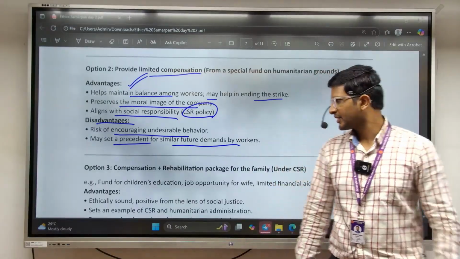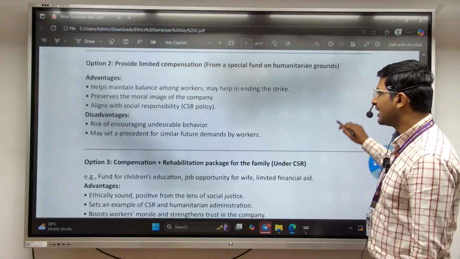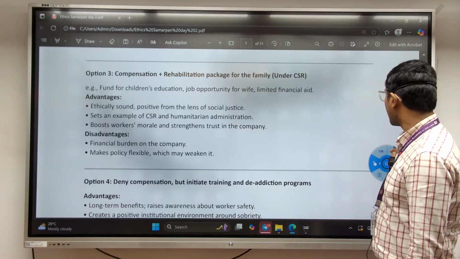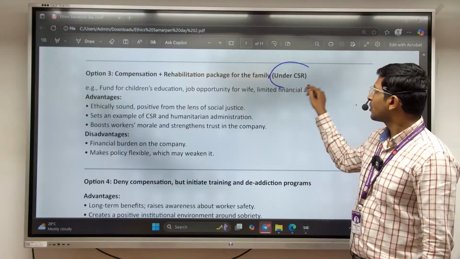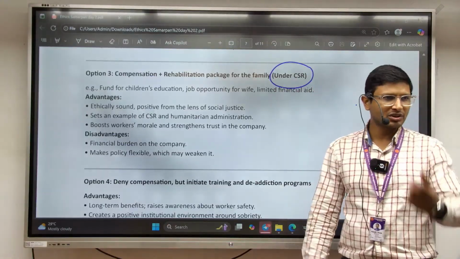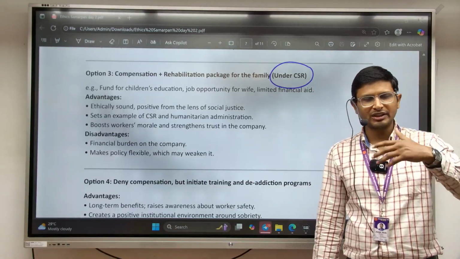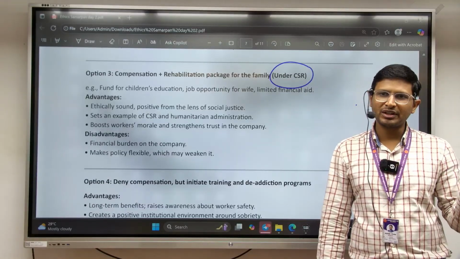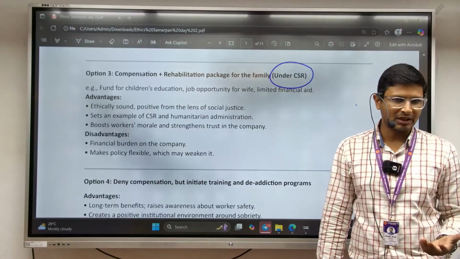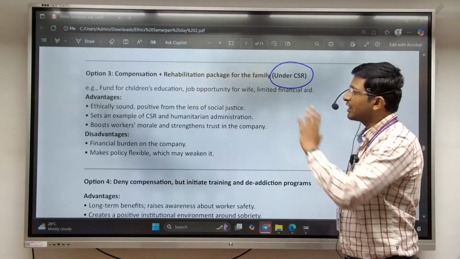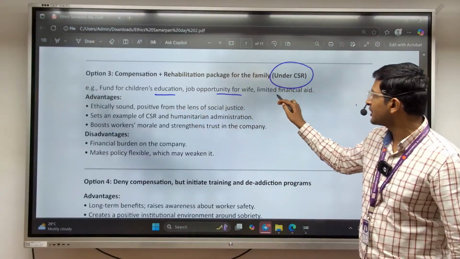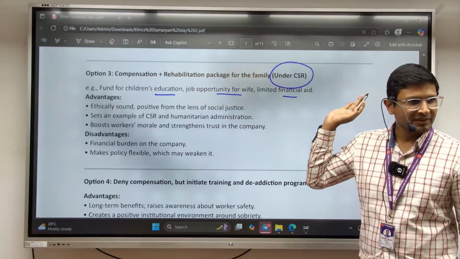that may happen. Okay, so option 3 can be compensation and rehabilitation package for the family under the corporate social responsibility. You know CSR funds, corporate social responsibility, the 2% of last 3-year average profit every company has to spend for public welfare. So from that fund you can provide it. For example, fund for children's education, job opportunity for wife, and limited financial aid, that can be done.